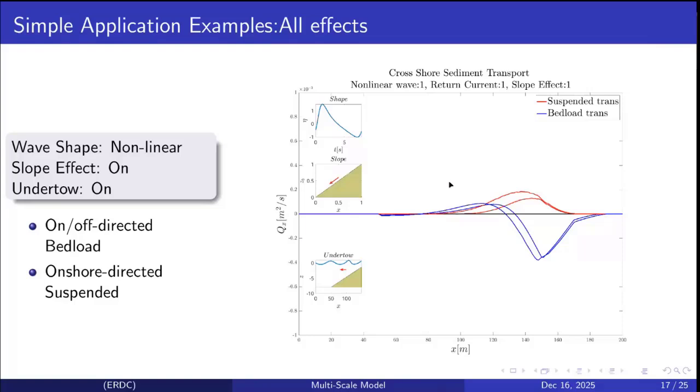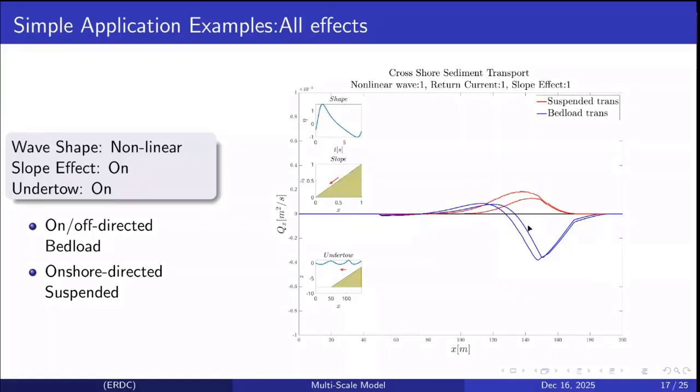So now if we could include all the effects, which is sort of like the natural case we would want, we would want the nonlinear wave shape or the natural wave shape. We want to include the bed slope and we want to include the undertow. Then we get this more or less complex conglomerate of all these effects. You get a suspended transport that's onshore and a bed load that's both onshore and offshore.